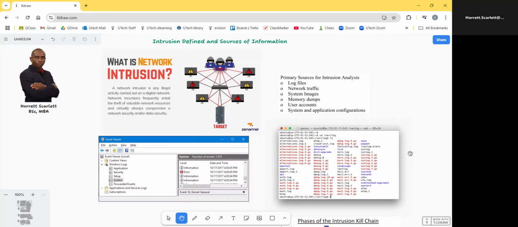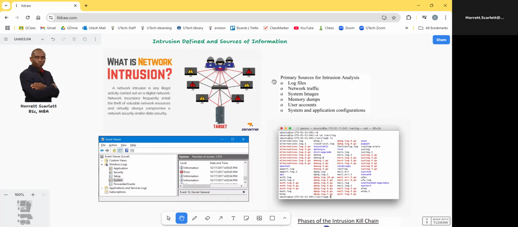So what we want to have a look at in this session is how do we prepare ourselves against such an eventuality? And what can we do to ensure that the organization is kept safe? First thing we want to look at is what are the sources that we can analyze to determine whether or not an intrusion has taken place.